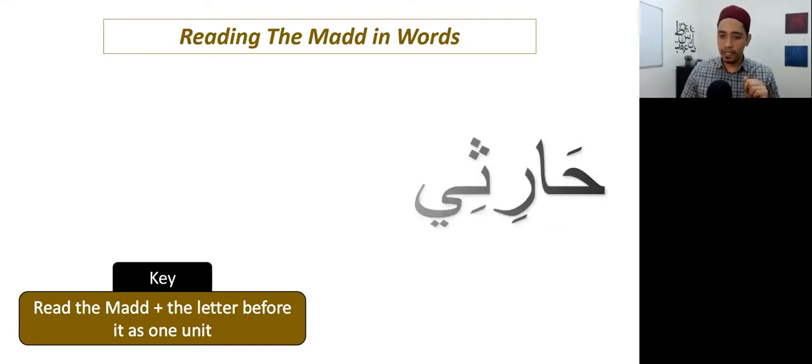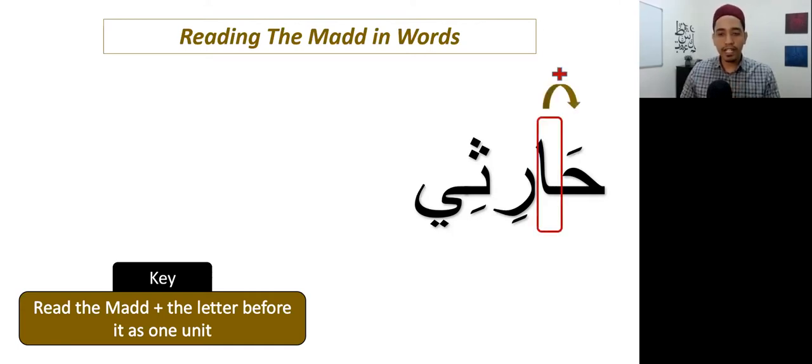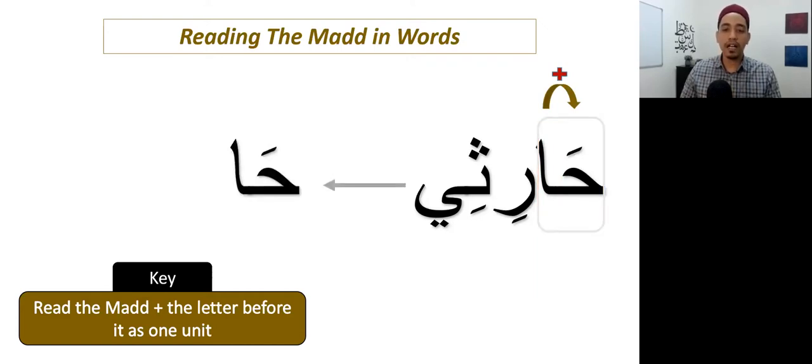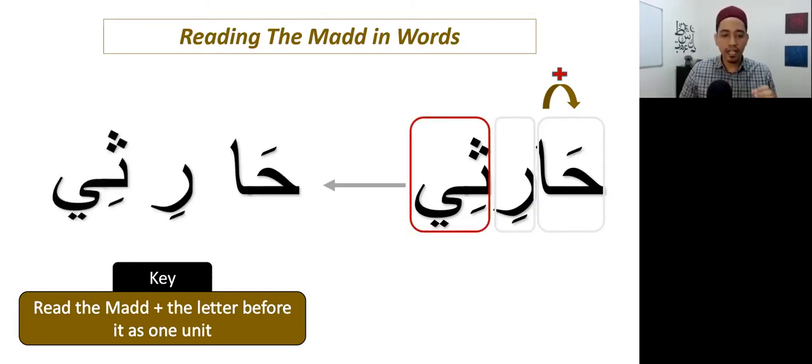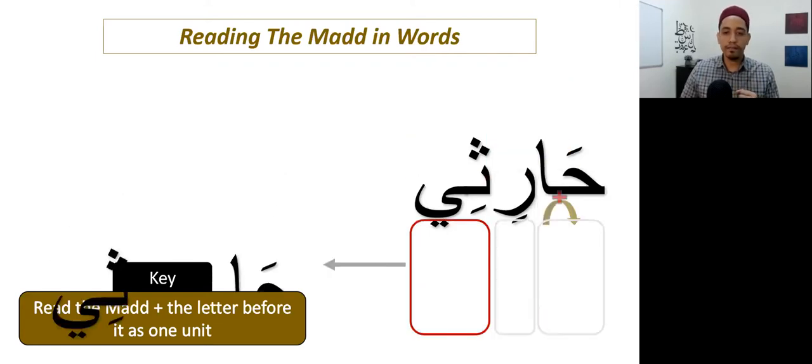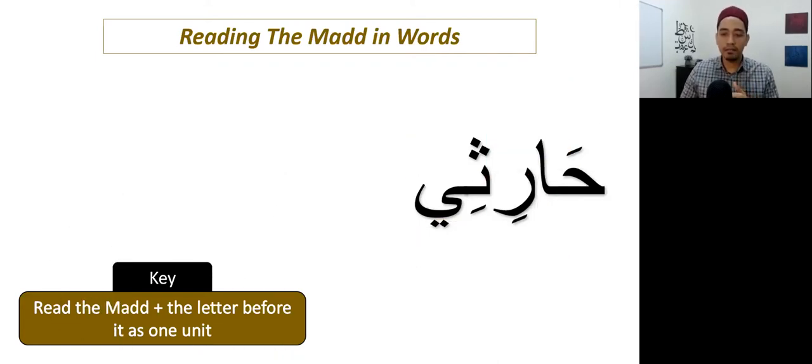Let's do another example of the mad. So here we go. Harithi. We have 1, 2, 3, 4, 5 letters. What you want to do is take the letter of mad, add it to the letter before it, and look at it as one single unit. Ha. Take the next unit, ri. And finally, we have again a mad, added to the letter before it, and we have ha, ri, thi. Three units joined together.